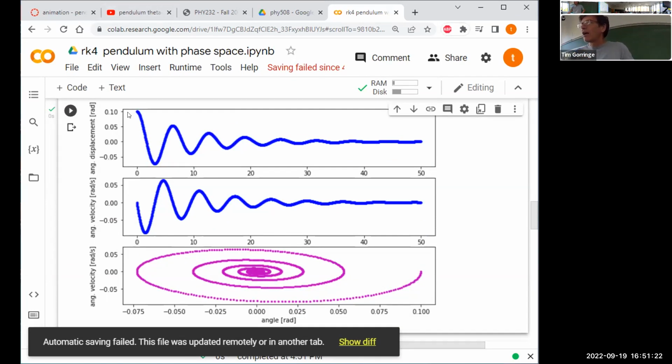Upstairs here, you see the plots from the last class, the angular displacement and angular velocity. You see that the pendulum's energy is dissipating, the pendulum's motion is decreasing. The kinetic energy of the pendulum gets dissipated, say, into heat energy. So those are the familiar plots from the last class.